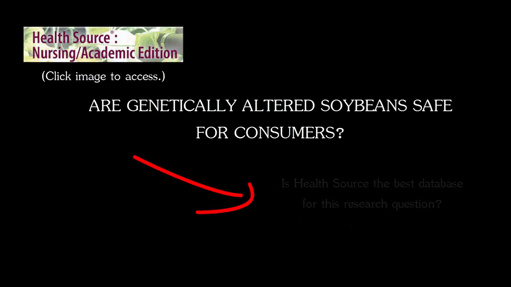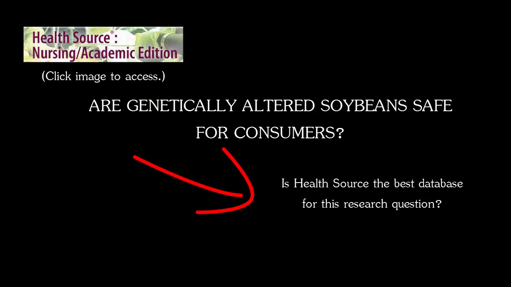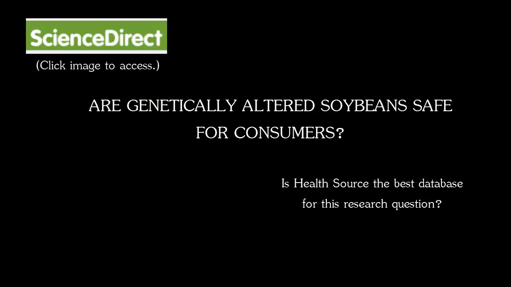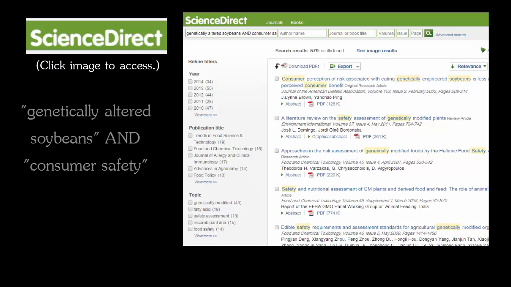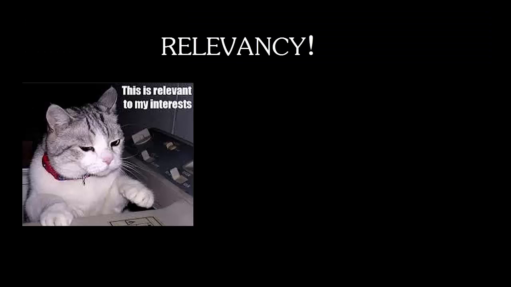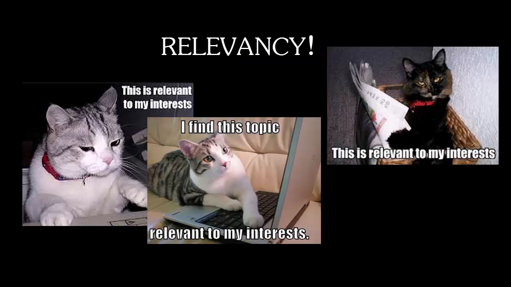Partly, we're probably not in the right database. Maybe we want to step away from health sciences and go for broader scientific databases, such as Science Direct. When I try Science Direct with the first search, genetically altered soybeans and consumer safety, I get 577 results. So selecting a database more relevant to your topic can be one option for broadening your search, just by choosing to search in more than one resource.